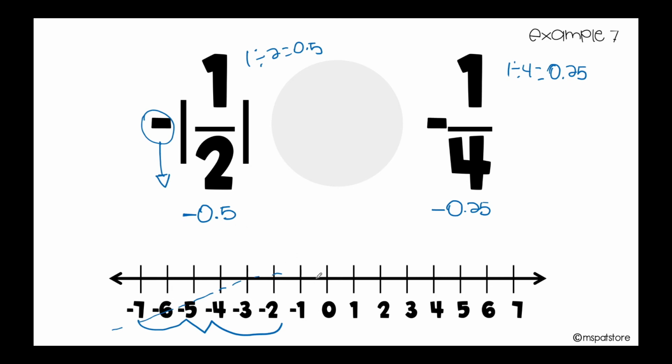So if I have negative 0.5, which is kind of here, and then negative 0.25, which is here, I can see that negative 0.25 is closer to 0, which means that it is greater. All right? So in this case, negative 1/4 is greater than the opposite of the absolute value of 1/2. So you need to be very careful when both of the numbers are negative.